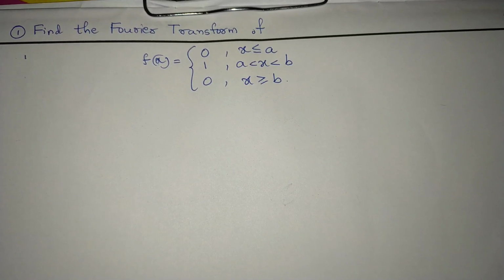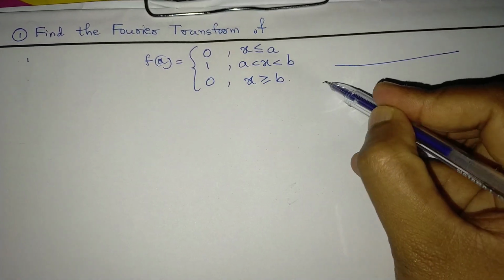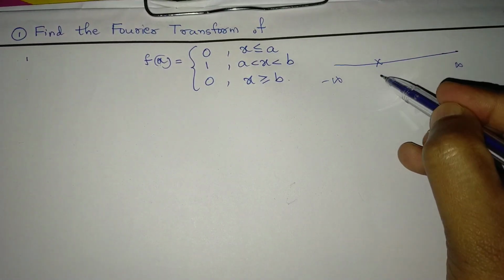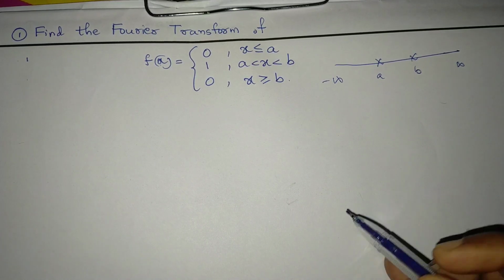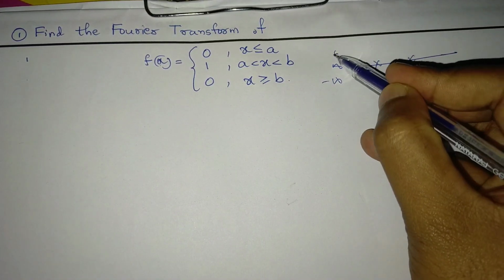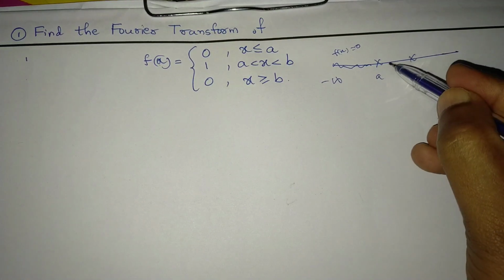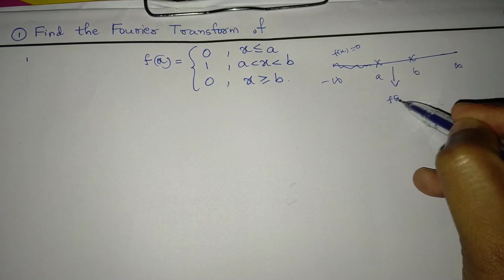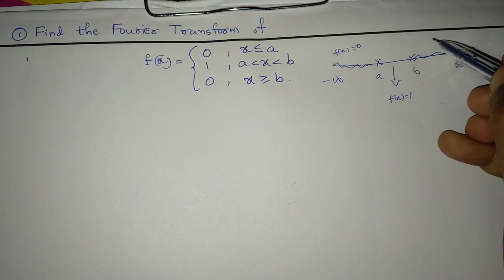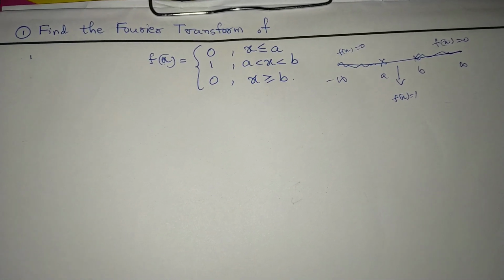So we have to find the Fourier transform of this function. First we need to draw this. This is minus infinity and this is plus infinity, and we have to mark a and b. If x is less than or equal to a, in this portion f of x will be 0. In between a and b, f of x will be 1. And after b, x is more than or equal to b, in this region f of x will be 0.